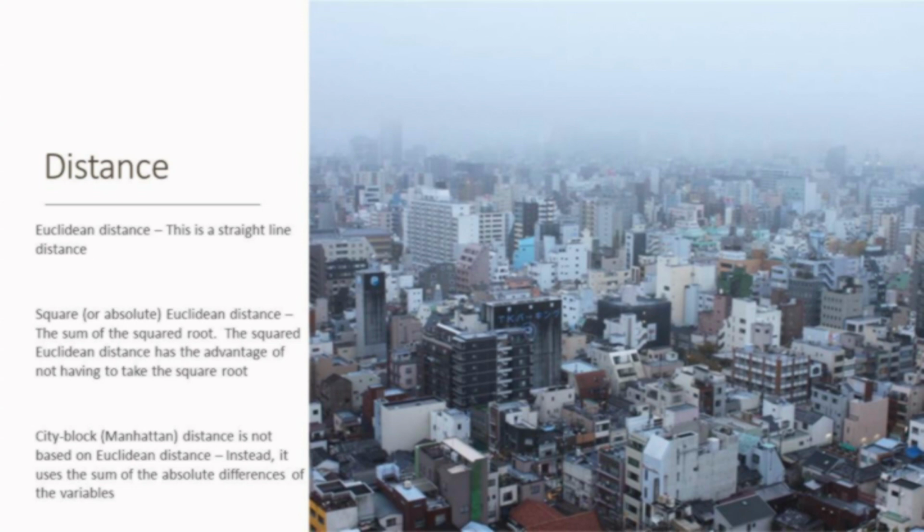Squared Euclidean distance, pardon me. The squared Euclidean distance has the advantage of not having to take the square root. City block distance, Manhattan, is not based on Euclidean distance. Instead, it uses the sum of the absolute differences of the variables. It's really up to you what you want to do here. City block could be useful if you want to take into consideration differences between variables. Euclidean distance is slightly different here.